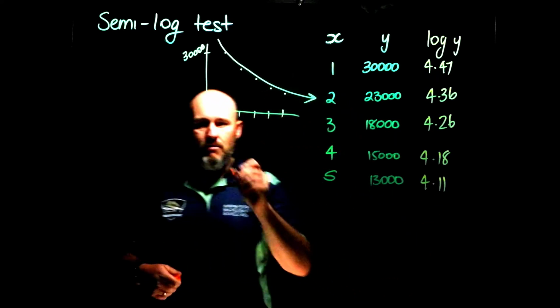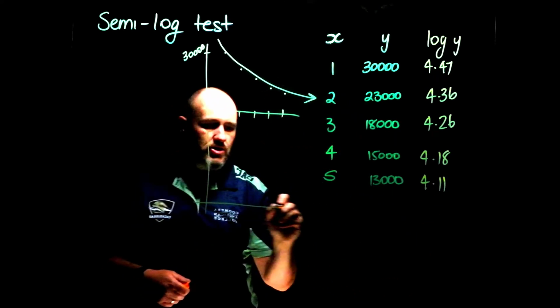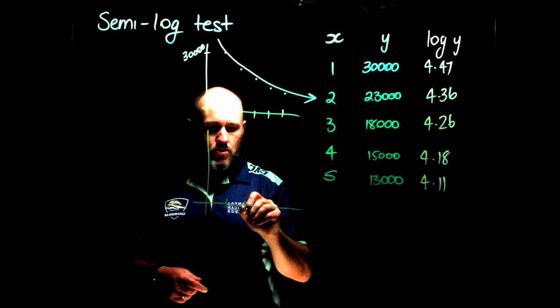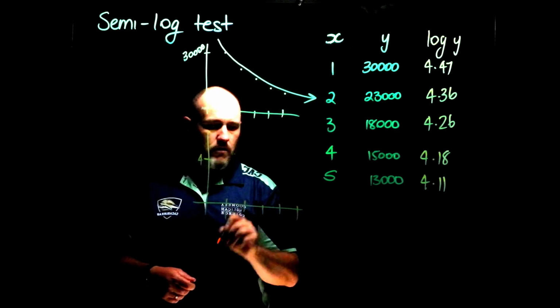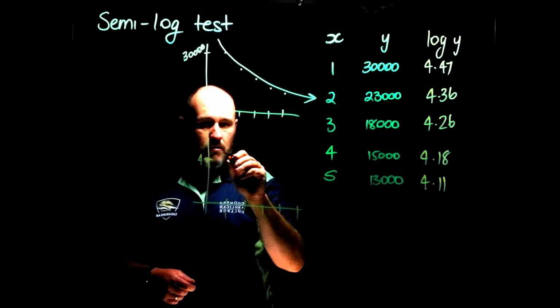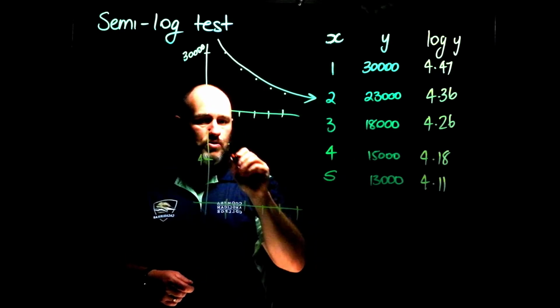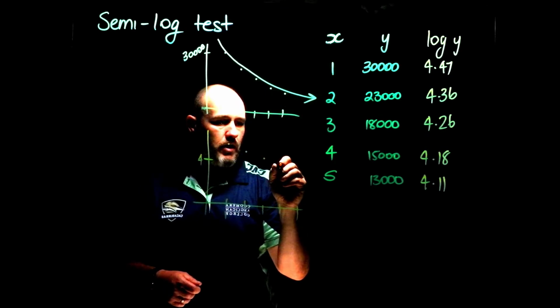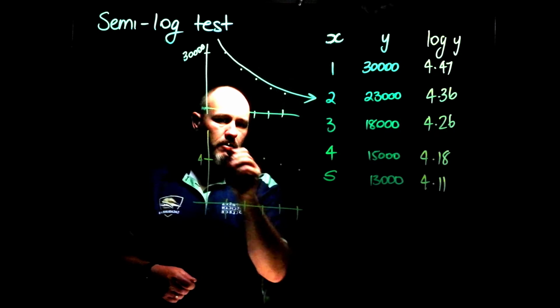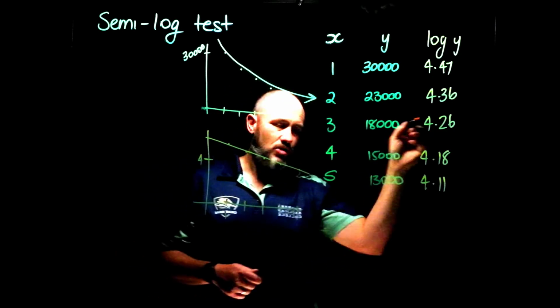So what we should have now is, if I just drop a little sketch in here, we've got 1, 2, 3, 4, 5 still. And if this is 4, that's 1. Now I've got 4.47, 4.36, 4.26, 4.18 and 4.11. And it's going to be more linear. And I can see that's pretty linear.